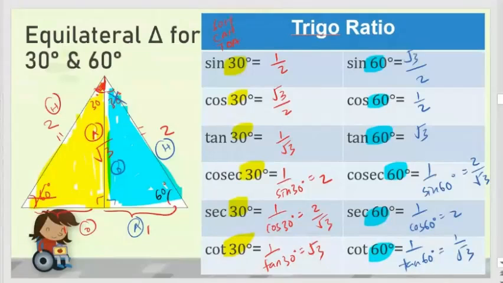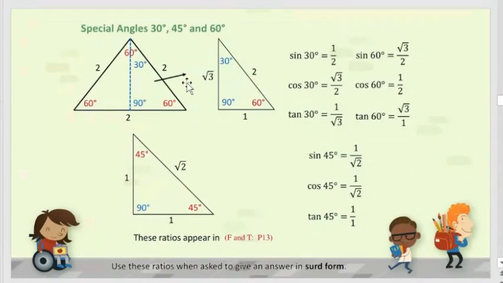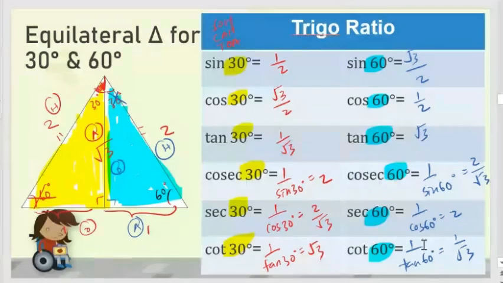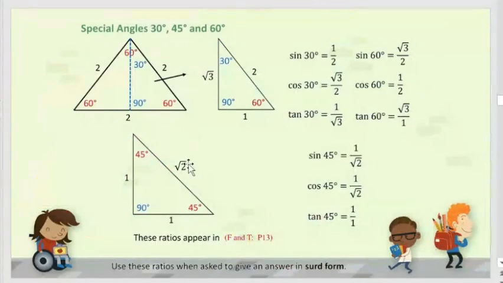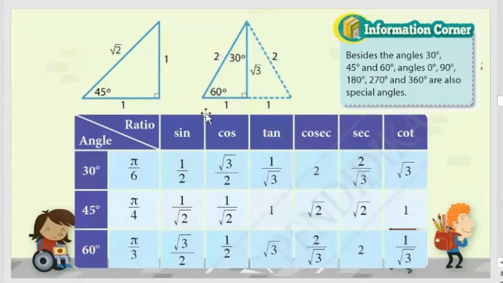Okay, so this is how we get the values by using the right angle triangle. So you have to know how to draw the two types. One type is you draw a square for 45 degrees. Then the other is you draw an equilateral triangle to find the 30 and 60 degrees, for the special angle values.